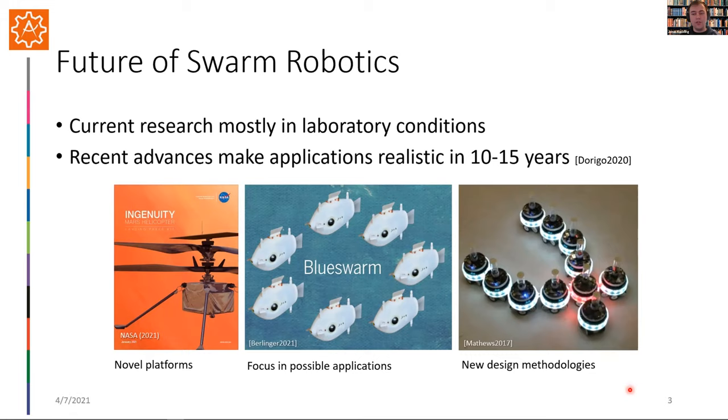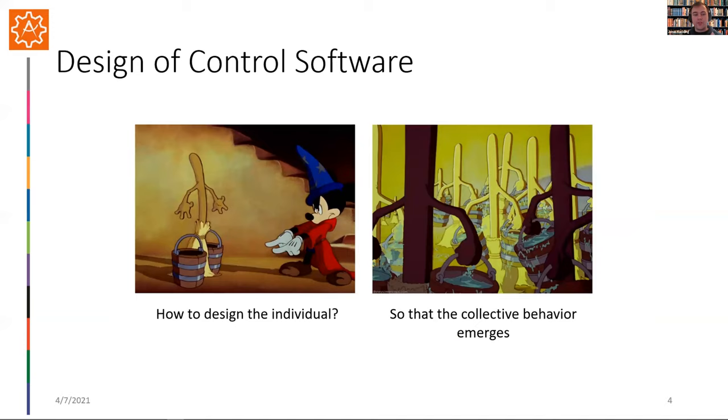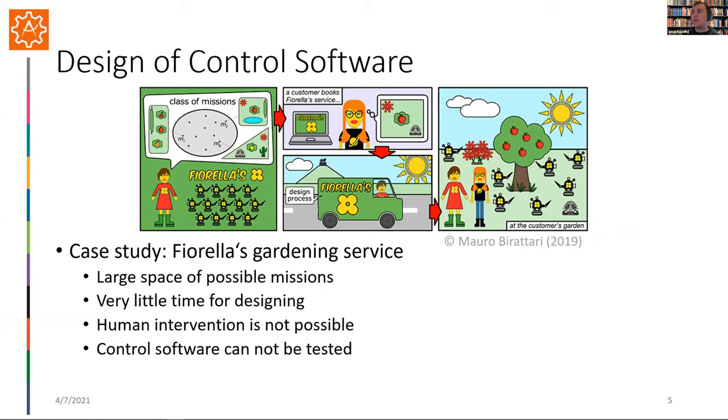One problem for robot swarms is how can we design control software for an individual robot so that together the whole swarm displays a desired collective behavior. To go a little bit further into this, let's have a look at an example. In this comic, we are looking at Fiorella and her swarm gardening company. And I will explain some of the constraints and problems that we're facing in the design of control software.